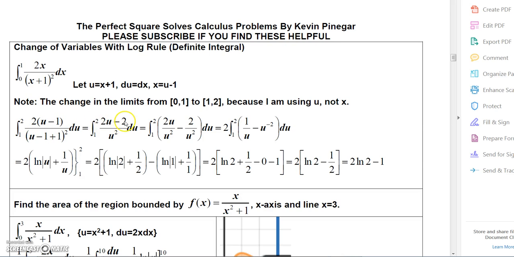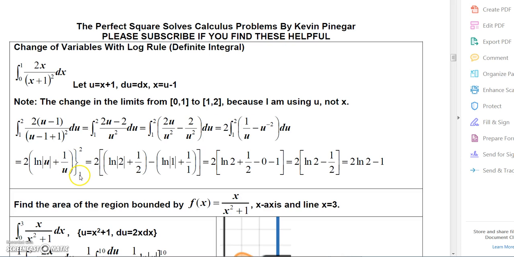and then I get 2u minus 2 over u squared du. And then if I break that up, that simplifies to the integral of 1 over u minus u to the negative 2. And we know how to integrate both of these. If you integrate 1 over u, you get the natural log of the absolute value of u. And if you integrate u to the negative 2, that's going to be u to the negative 1 divided by negative 1, which actually is just going to be plus 1 over u.